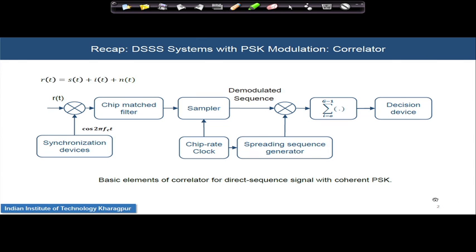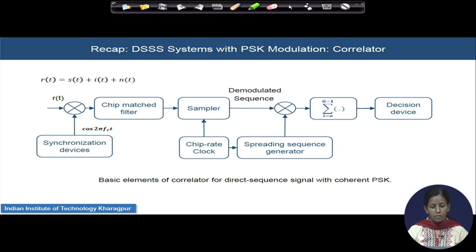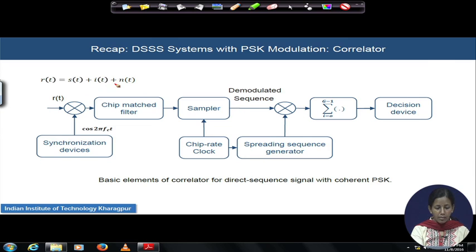We will refer again to the same block diagram of the matched filter based coherent PSK receiver we have discussed several times earlier, and we also understand again that the received signal model is given by r(t) is equal to s(t) plus i(t) plus n(t), where s(t) is the intended signal, i(t) is the jamming signal and n(t) is the noise associated with the incoming signal. After receiving the incoming signal, the receiver has synchronized it to the carrier frequency and brought it down to the baseband.